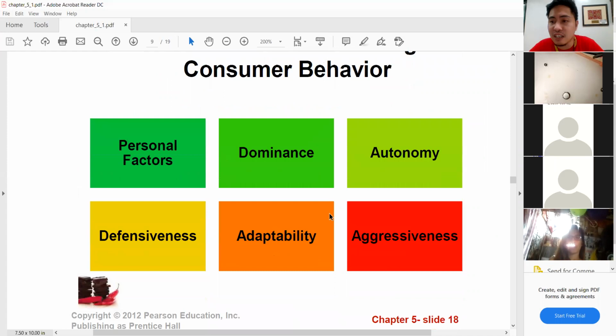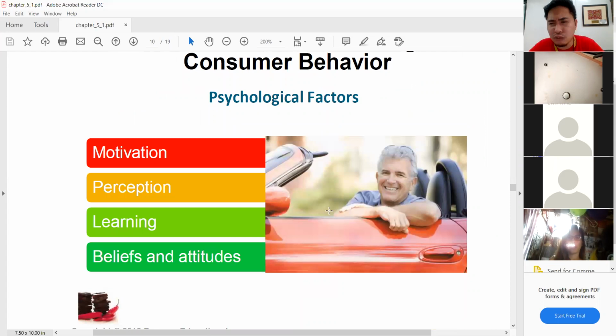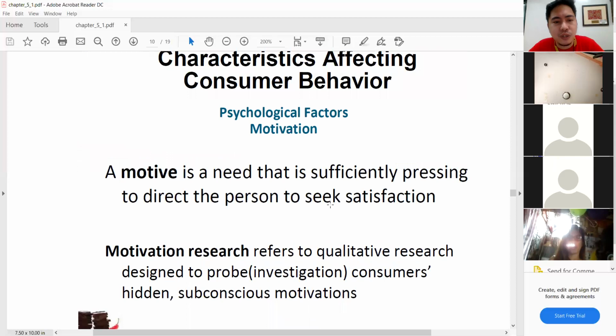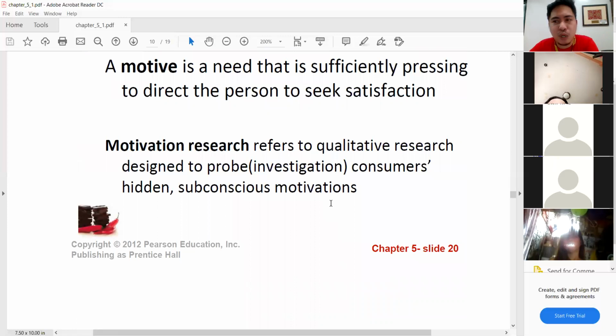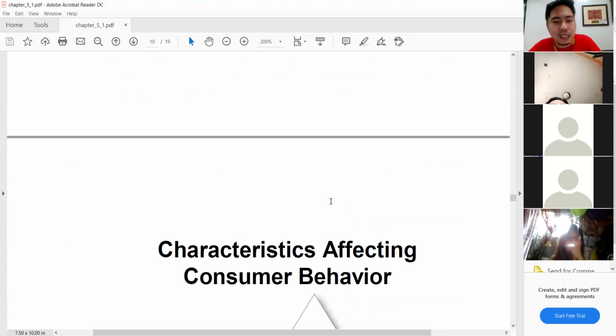Okay, so psychological factors: motivation, you already know this, perception, learning, beliefs, and attitudes. So definitions of these are actually here. A motive is a need that is sufficiently pressing to direct the person to seek satisfaction. We have a lot of motivation research conducted since the 1960s. So these are psychological in nature, and later they're actually focusing more on applications in marketing. So you already know this. This is Maslow's hierarchy of needs.